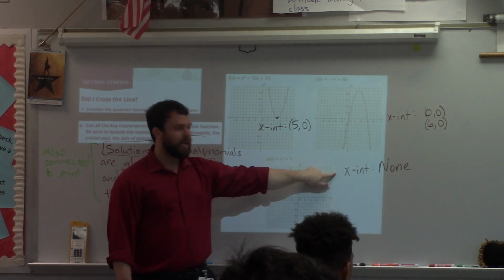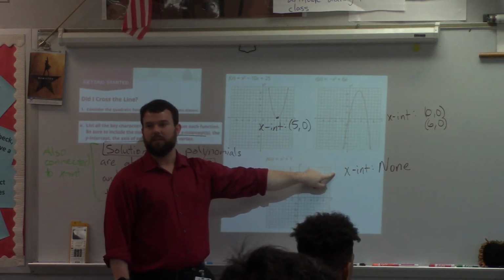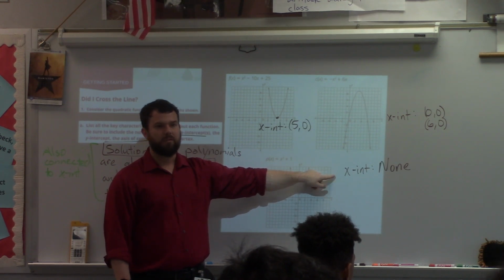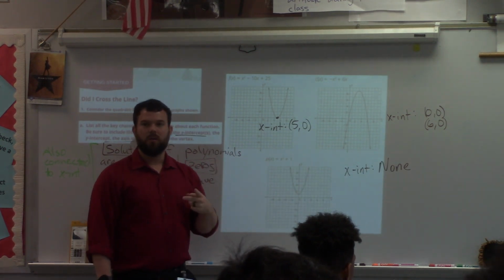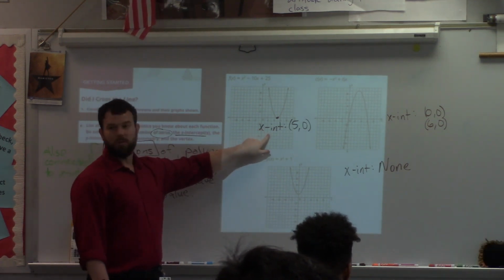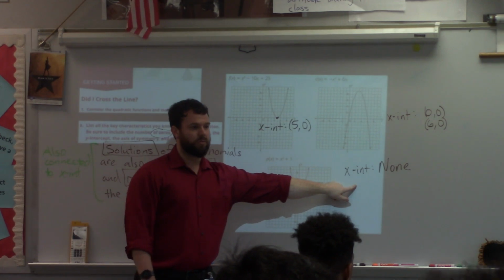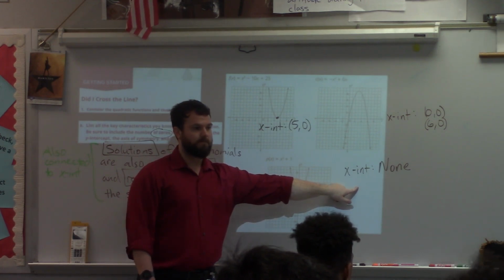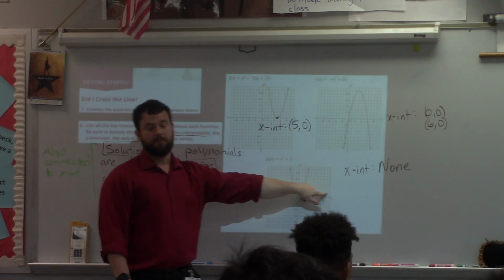Here, can I see a single x-intercept? No. But how many roots are there still going to be? 2. So that should beg the question, where in the world is the other root and where are the 2 roots?